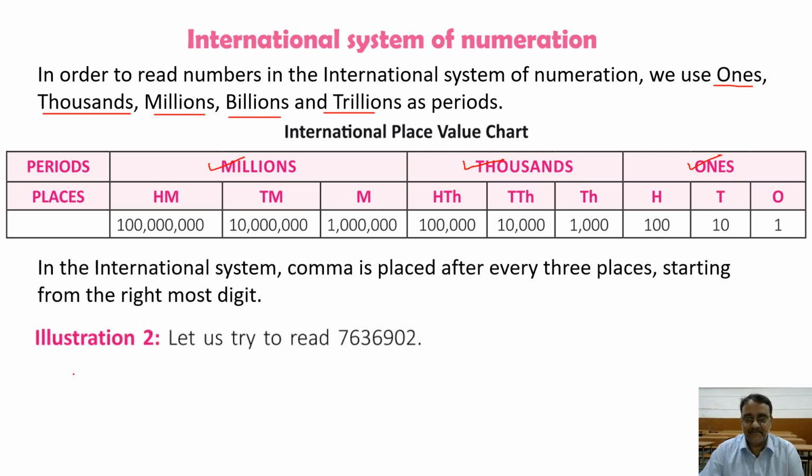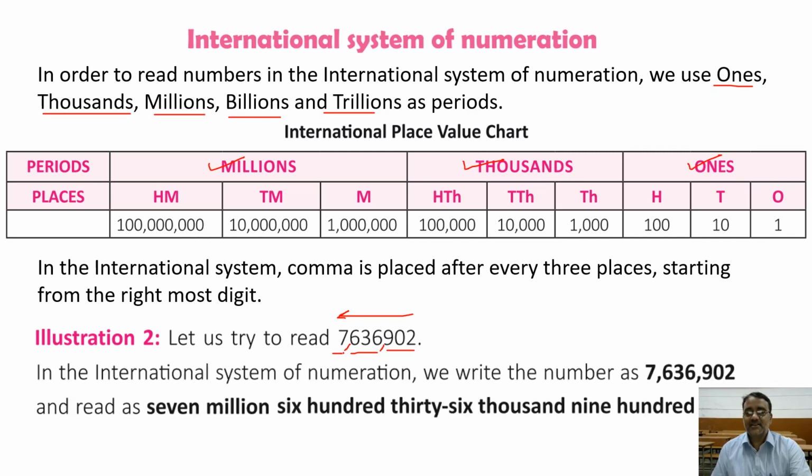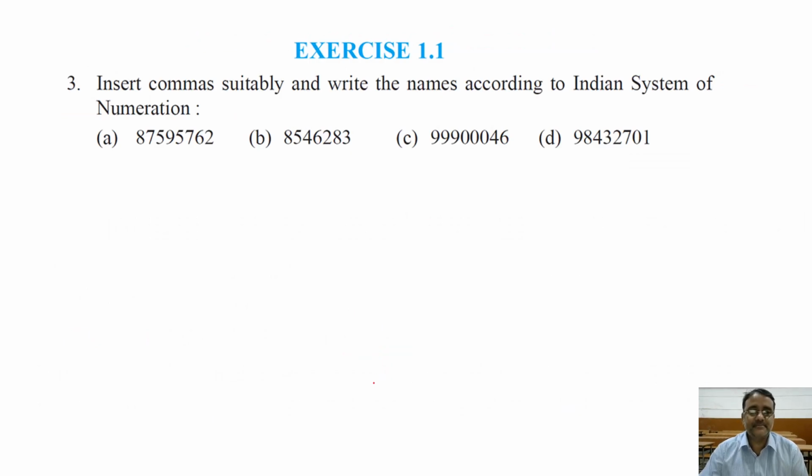So see one example. I told right to left side ही लगाना है, ठीक है, दोनों system में. But here after every three places, 1, 2, right? This is ones period, this is thousands period, and this is million period. So how will you read? 7,636,902, right? So these are the two systems of numeration. Now we are going to do one question based on these two systems from exercise 1.1.